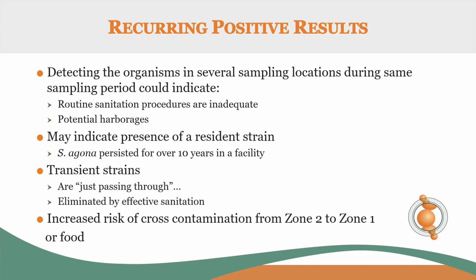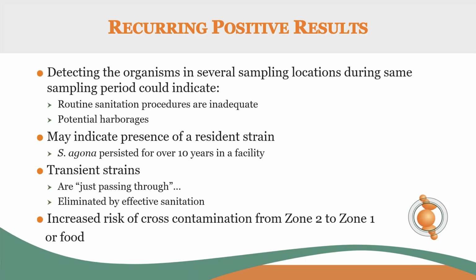So what do recurring positive results mean? Detecting the organisms in several sampling locations during the same sampling period could indicate that there are some routine sanitation procedures that are not being followed correctly. It also could mean that you have some potential harborage sites in your facility. It also may indicate the presence of a resident strain.